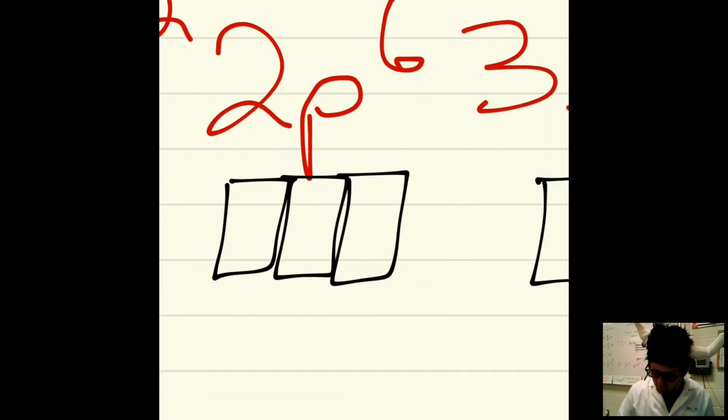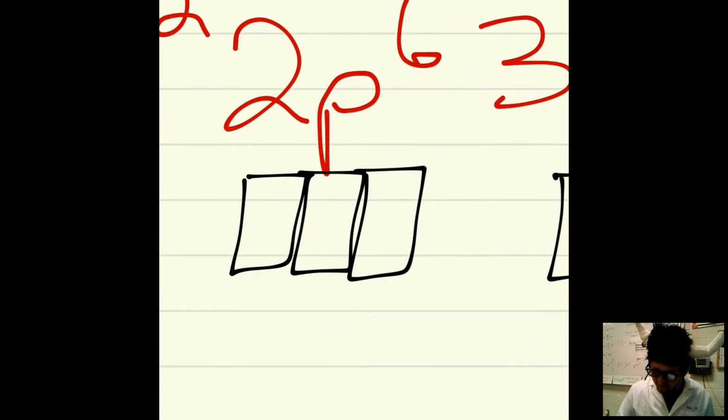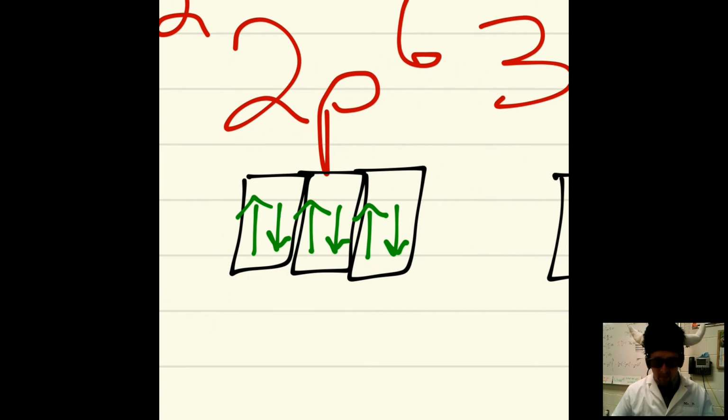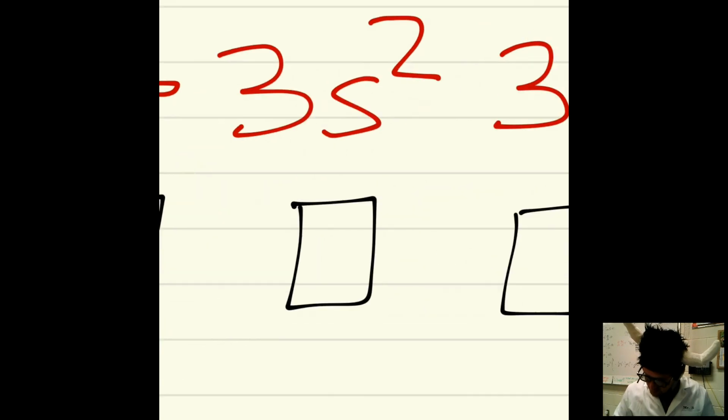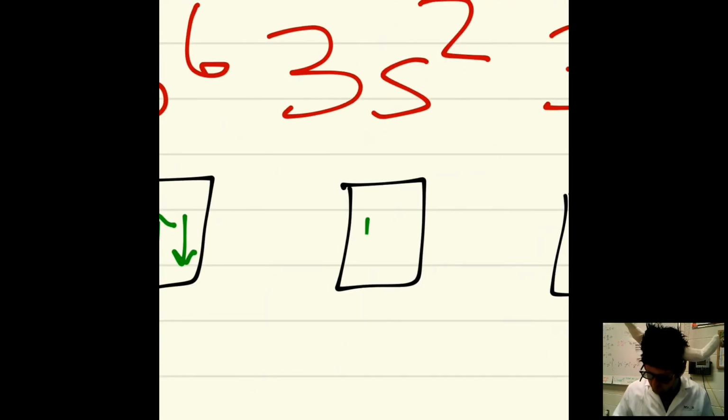Check. Now 2p6, which means I'm going to put all 6 electrons in here. So I'm going to go 1, 2, 3, first before seconds, 4, 5, 6 with different spin. And now that sublevel is filled up. Check. Then I go to 3s2. And because it is 3s2, it's filled up. Now that sublevel's filled. Check.